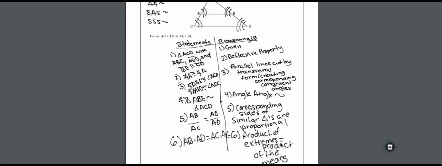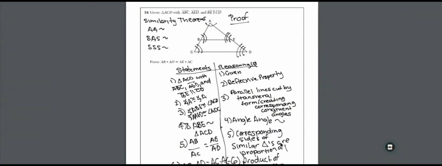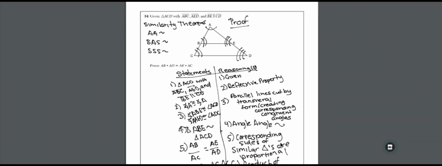So you see, I was taking my given. I found that angle A is equal to angle A, so I use my reflexive property. And then I found that I'm given parallel lines. When I'm given parallel lines, I create corresponding angles. Those corresponding angles are congruent. So through angle-angle similarity, I proved that triangle ABE and triangle ACD are similar.